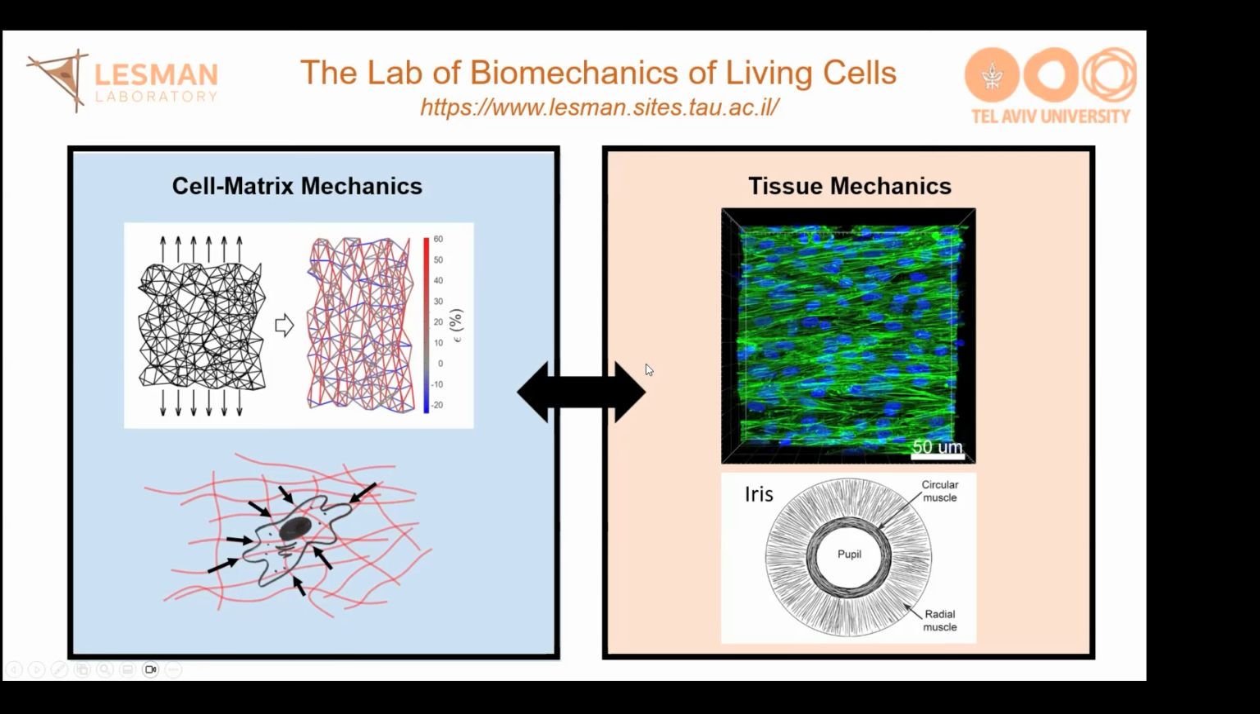But I also would like to mention that we're also doing some work on tissue mechanics. This is more like when we have many cells, we try to grow maybe tissues, but we always use the knowledge from the cell matrix mechanics to take to the tissue level in order to create better, more functional tissues, and so on. And here we did a lot of work mostly on skeletal muscle tissue. So this is what you see here in green.